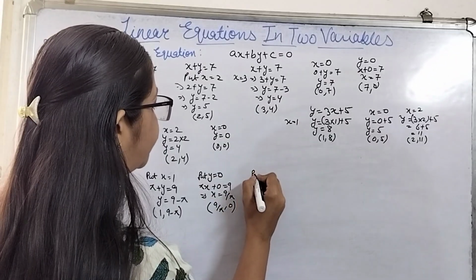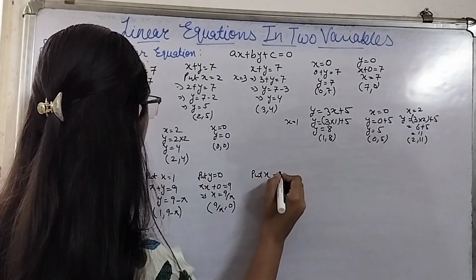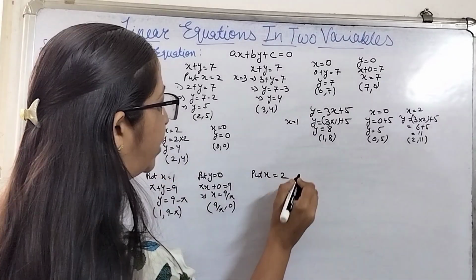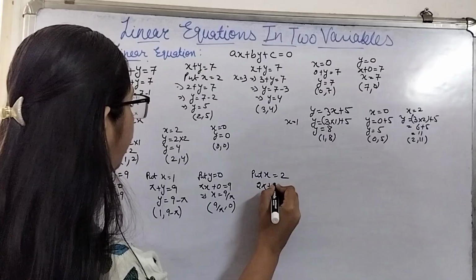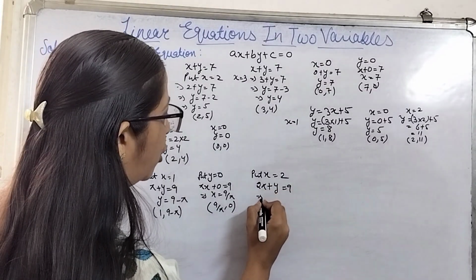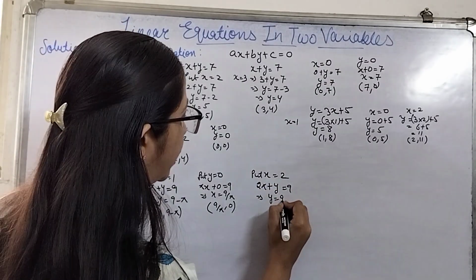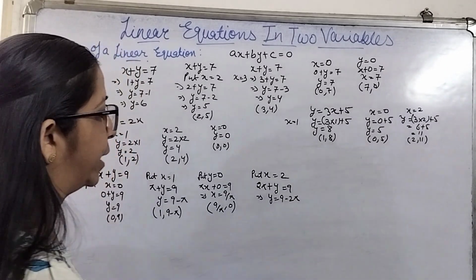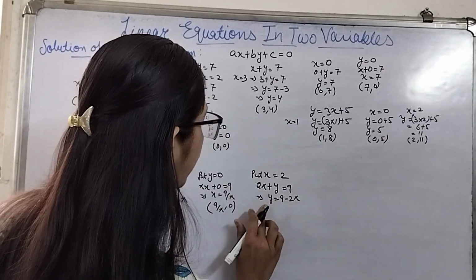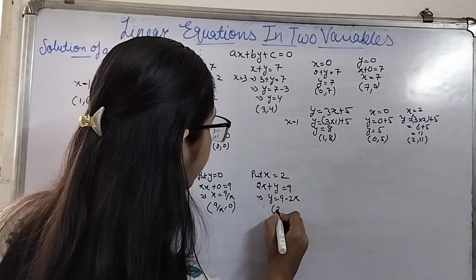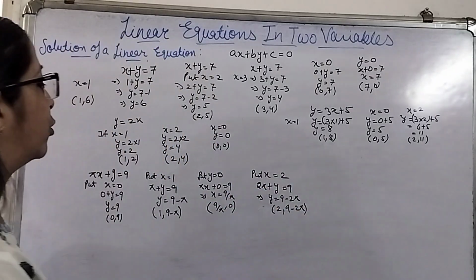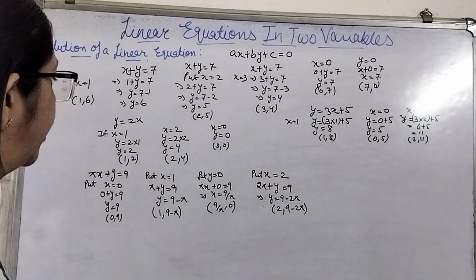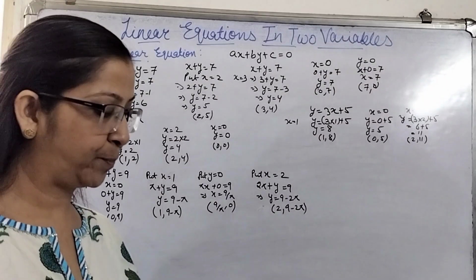We have taken x equal to 1 and 0, so now we are taking 2. This equation becomes 2 multiplied by pi plus y equals 9, or we can say y equals 9 minus 2 pi. So the solution will be x equals 2 and y equals 9 minus 2 pi. This is how we can find infinitely many solutions for any given equation.